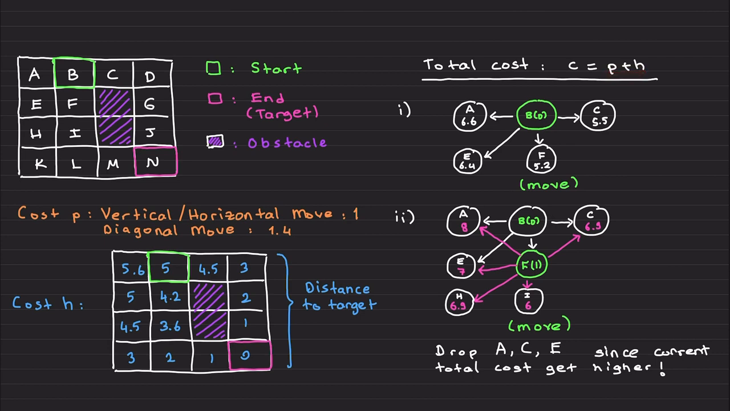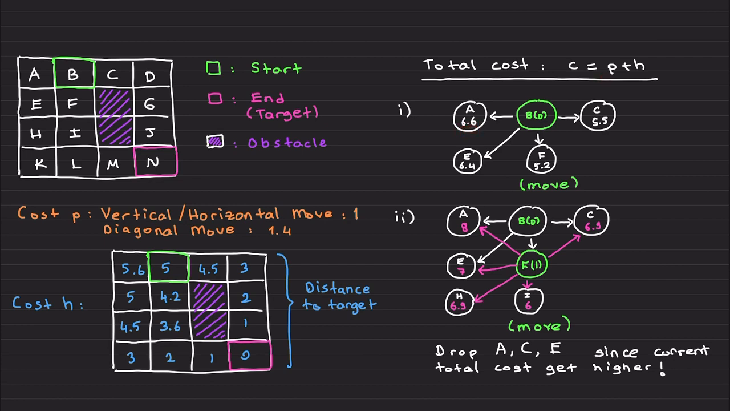Okay, let's do it. The total cost C is P plus H. If I would like to move vertically to A, it will cost me 1, and its heuristic value is 5.6. So 1 plus 5.6 is 6.6. If I would like to move to A, my total cost is 6.6.